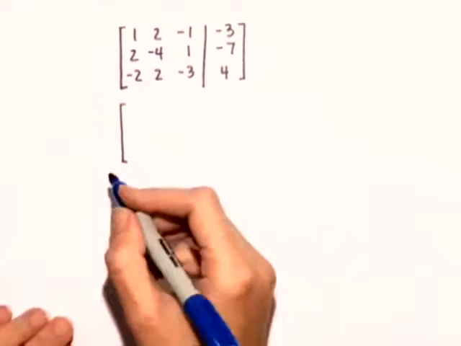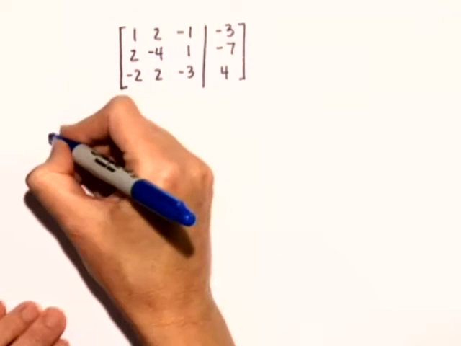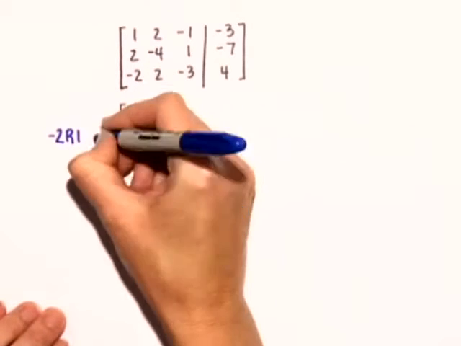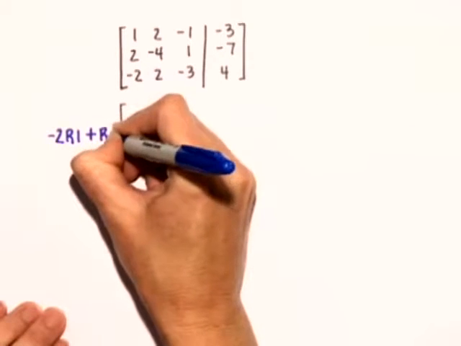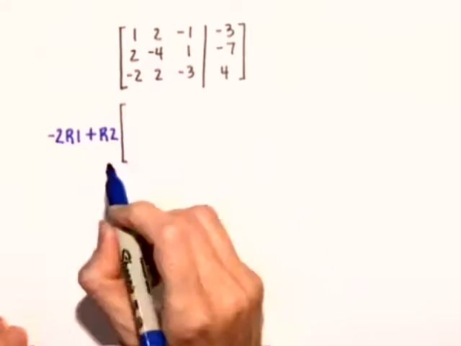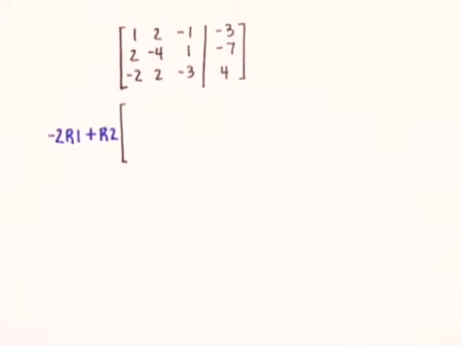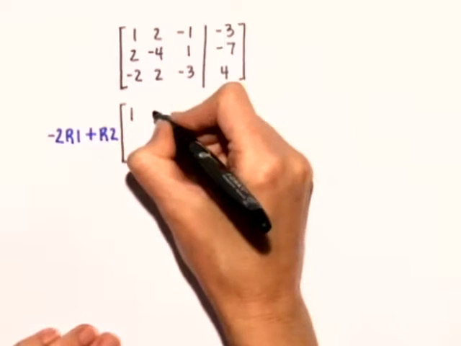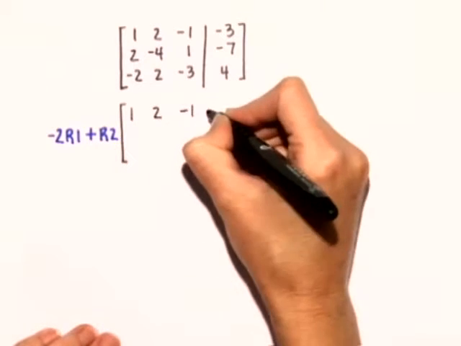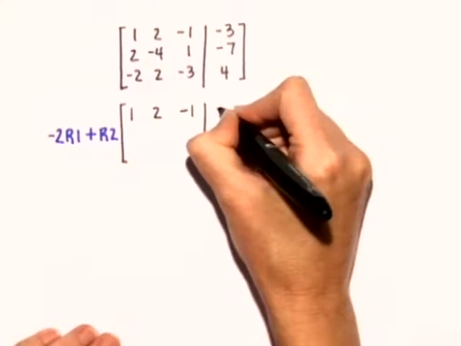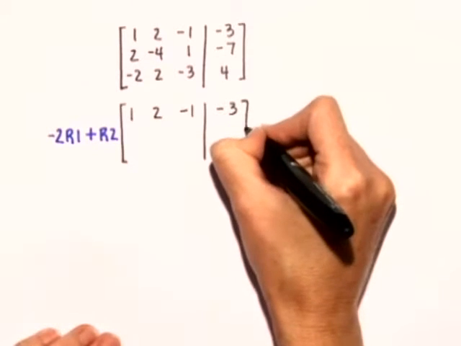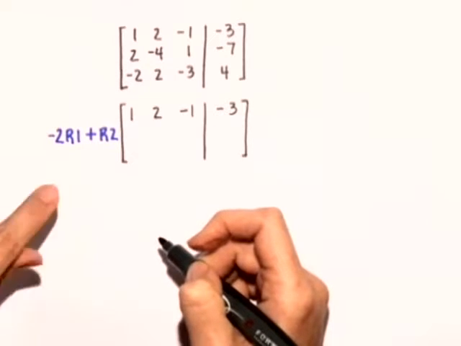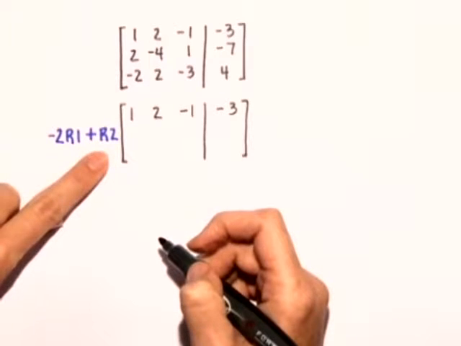And I'll write that down right here. I'm going to take negative 2 times row 1, and I'll add it to row 2. And I'm putting it right here by row 2 because that's the only row that I'm changing right now. So I'm going to rewrite row 1 as 1, 2, negative 1, negative 3. And we're now going to multiply row 1 by negative 2 and add it to row 2.